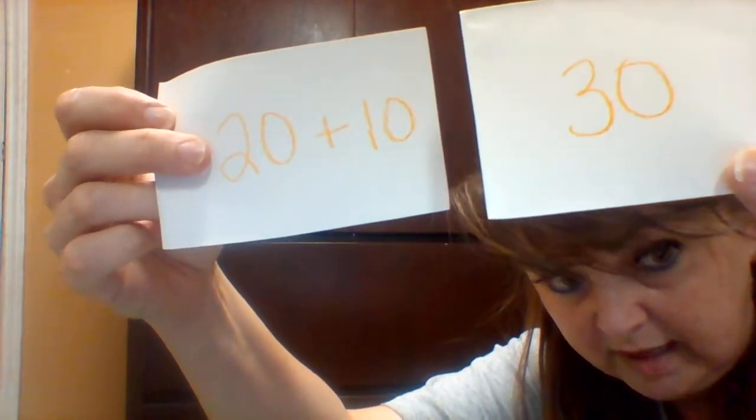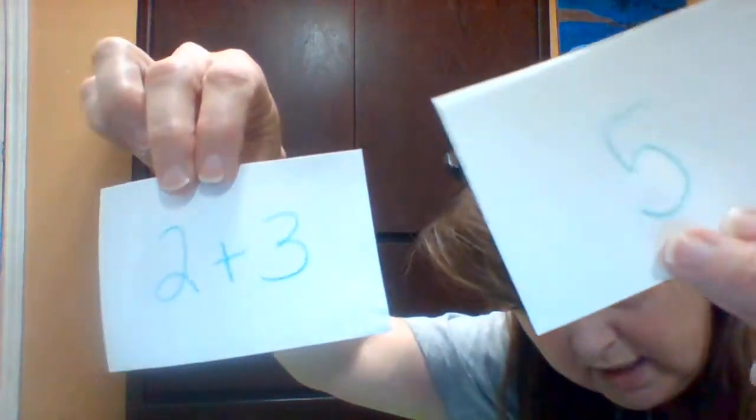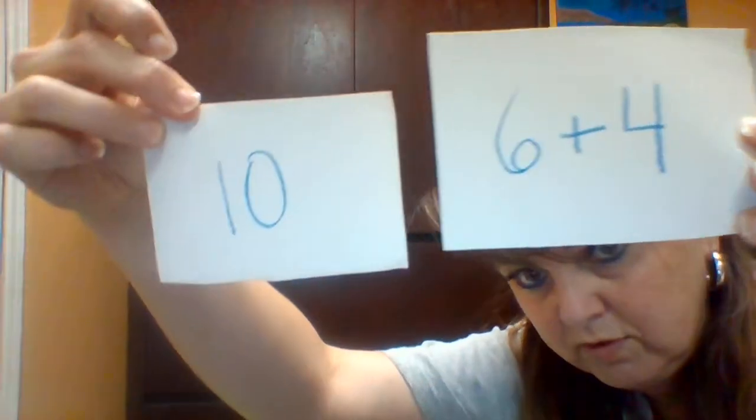So one of the math games that I've come up with is on pieces of paper. I had to get a piece of paper and tear or cut them and write equations on them. So I've written 20 plus 10, and I've also written the answer that goes with it, and I'm going to make a math game out of this. I've also written 10 plus 10, and it equals 20. I've written 2 plus 3, and it equals 5. And last but not least, 6 plus 4, and it equals 10.